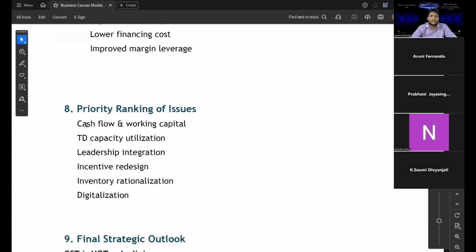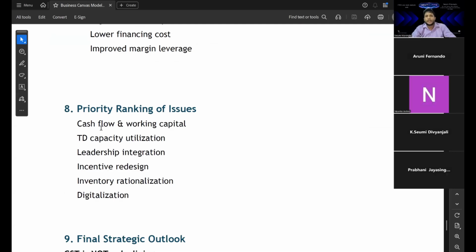Then the 8th point, priority ranking of issues. When it comes to the issues, you need to identify the priority. The first one is cash flow and working capital. Then capacity utilization, leadership integration, incentive redesign, and inventory rationalization and digitalization.